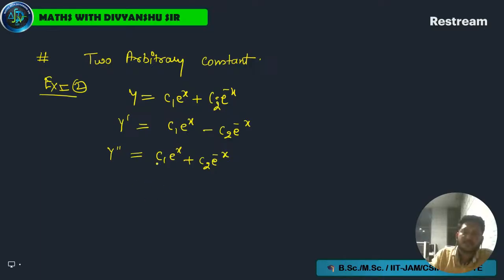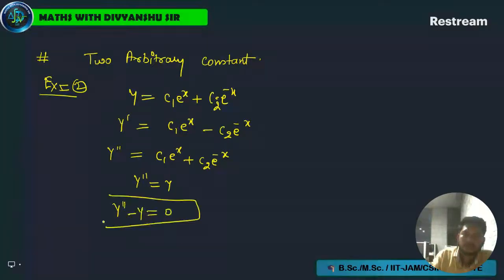So here y double derivative is equal to y. So the final differential equation is y double derivative minus y equals 0. Now in the next step, the formation from a family of curve.